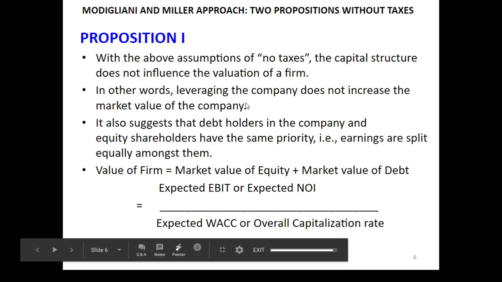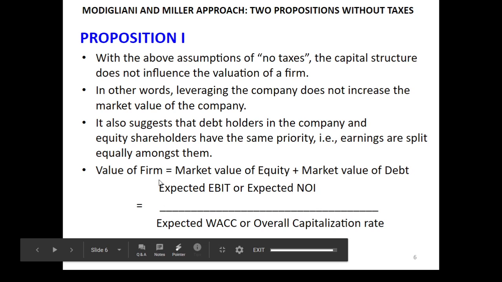Next, in proposition 1, the approach says there are no taxes. The capital structure does not influence the valuation of a firm. It means that leveraging the company does not increase the market value of the company. It also suggests that debt holders in the company and equity shareholders have the same priority. That means earnings are split equally amongst them.